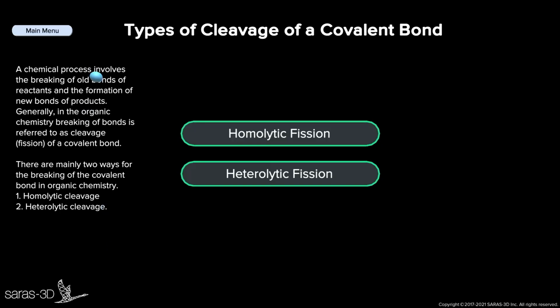So now we know how a covalent bond can be cleaved. It can be cleaved either through homolytic fission, which majorly happens in the presence of sunlight, or through heterolytic fission. And in this case, always remember that the more electronegative atom is going to take away the shared pair of electrons, resulting in the formation of ionic species.